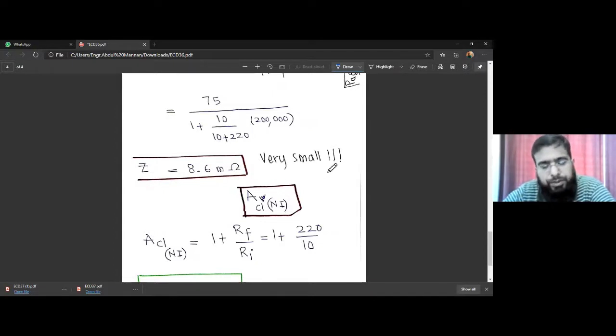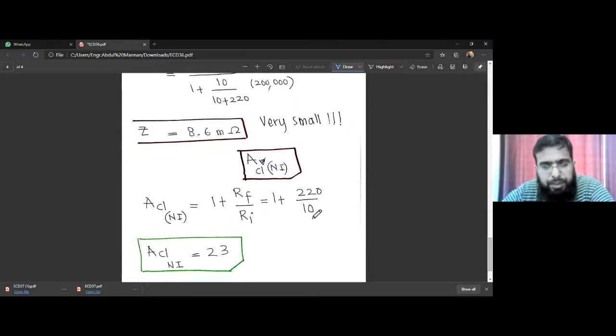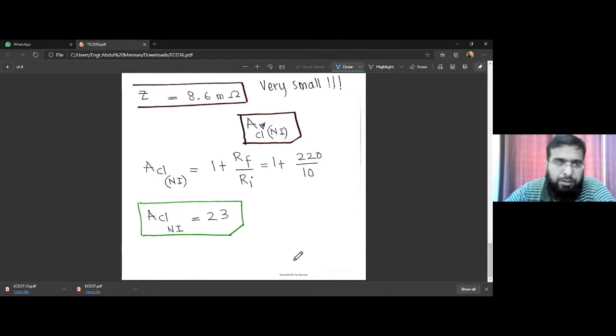So that is the advantage. It's a great advantage that using feedback we can have amplifiers that have a very large input impedance and very small output impedance. And A_CL is 2.3. It's controllable using the values R_F and R_I. Right. Thanks. That's all for this lecture. We'll continue more about op-amps in our upcoming lectures.